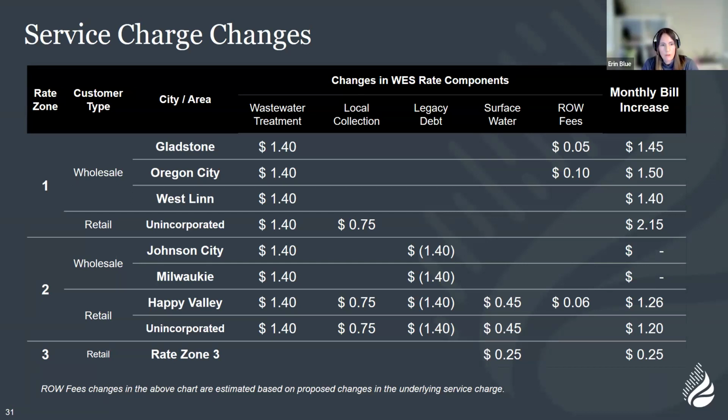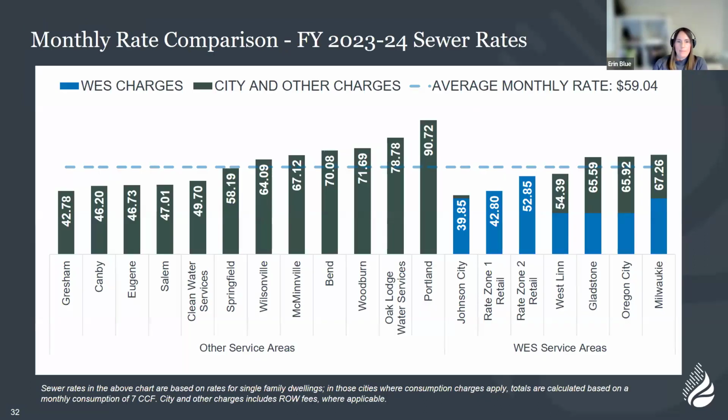Unincorporated rate zone 1 represents a small portion of retail customers, about 500 units, and they don't have that offsetting legacy debt reduction, so they'll see the highest increase, which is just a 5% increase in their wastewater treatment and local collection rates of about $2.15 per month. Next slide, please.